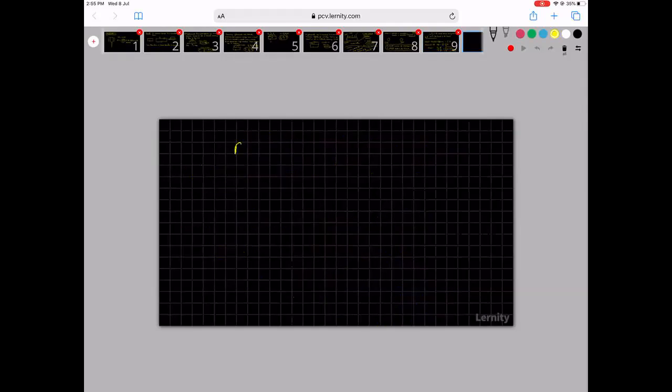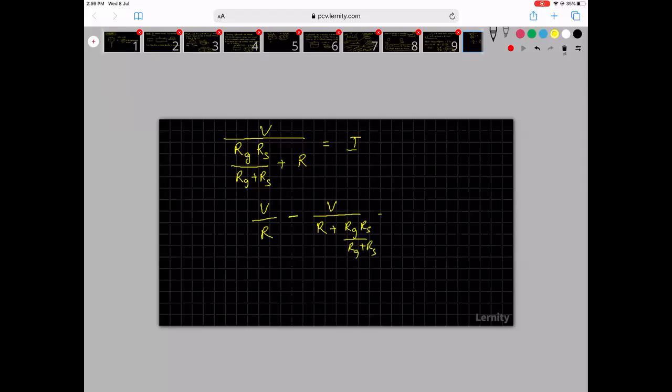If an ammeter is introduced, this is the additional resistance. This is the final resistance. This is the final current. Previous current is V by R. So V by R minus V by (R plus Rg Rs by Rg plus Rs). This is the change in current. So this is the error in the measurement of current because of this.